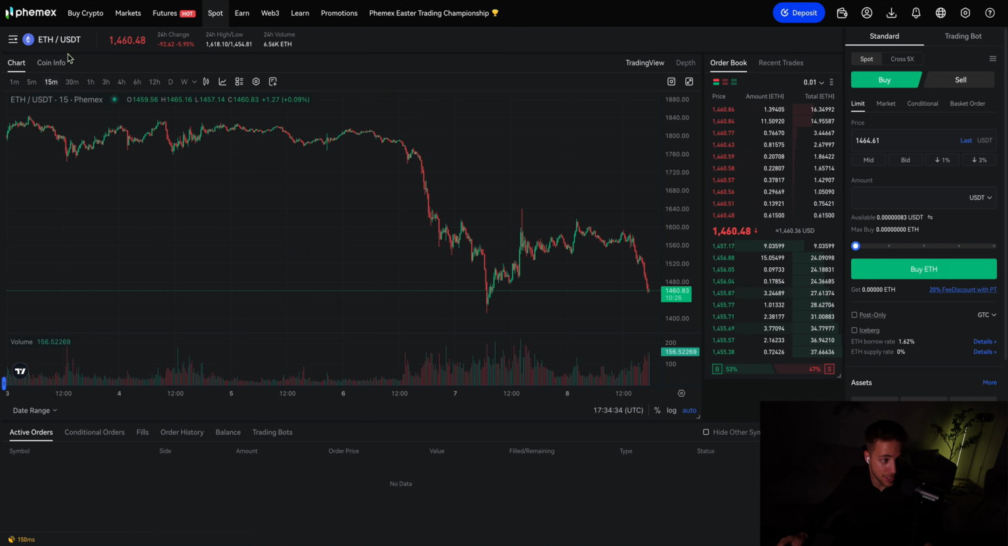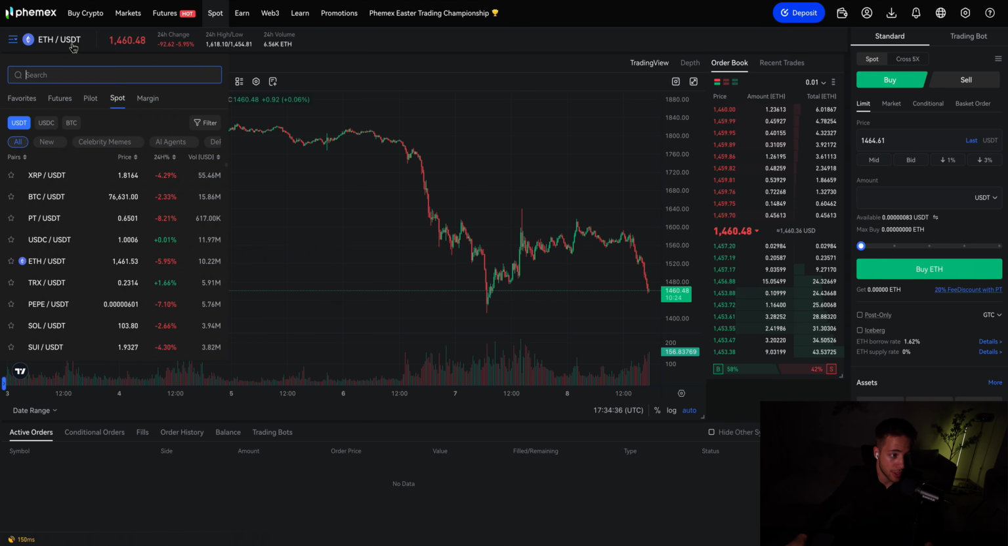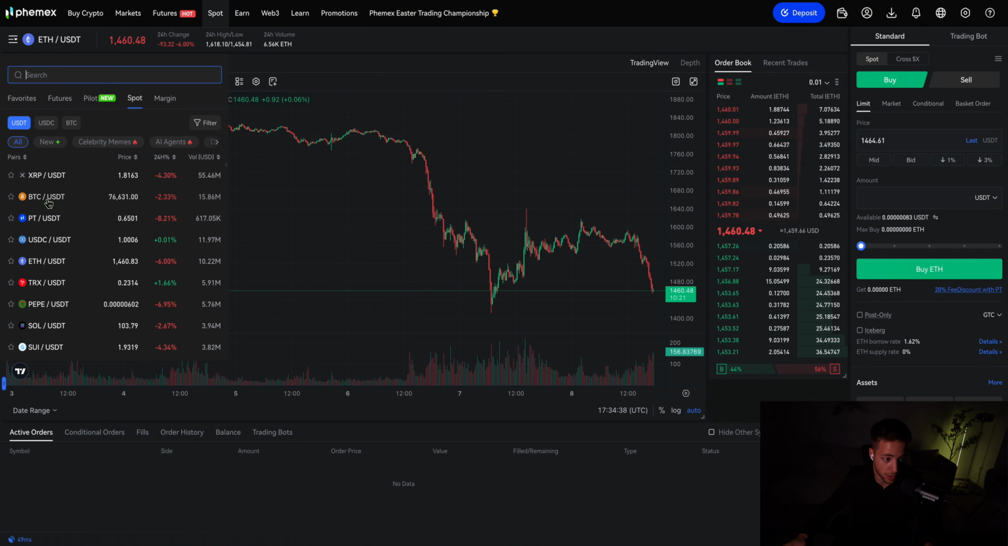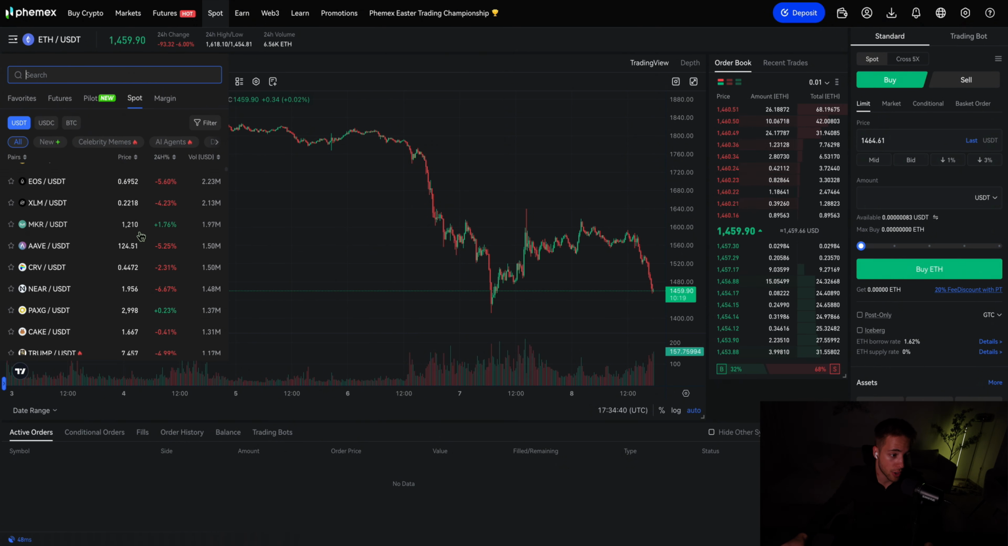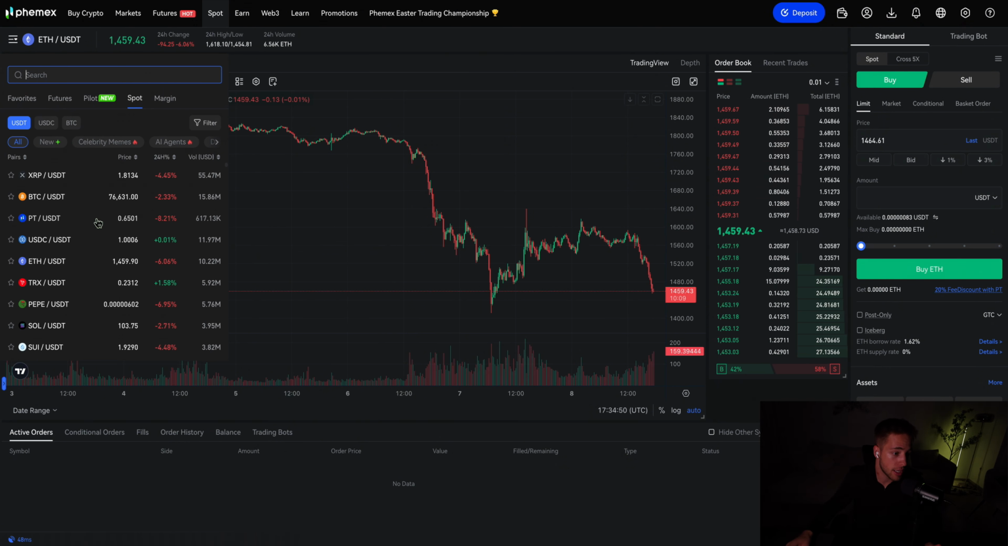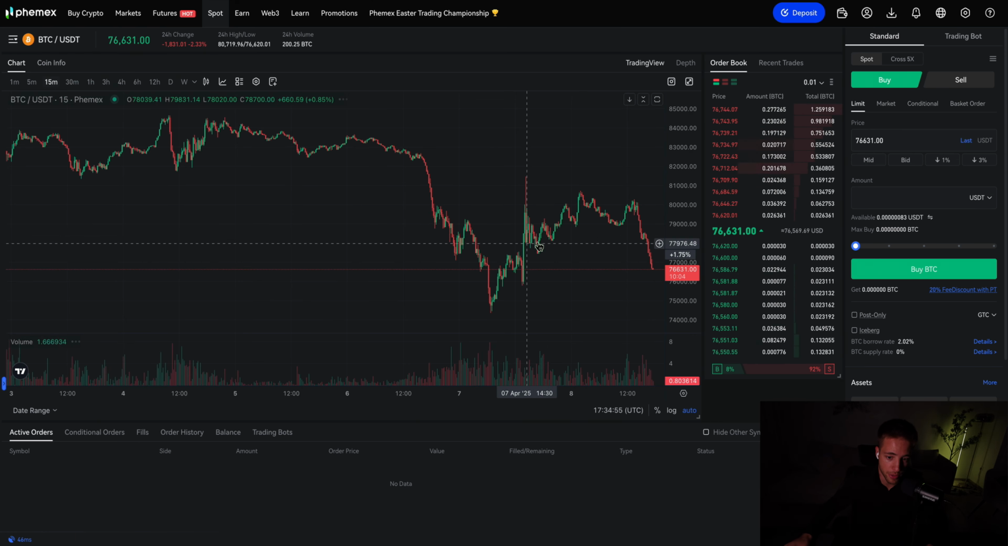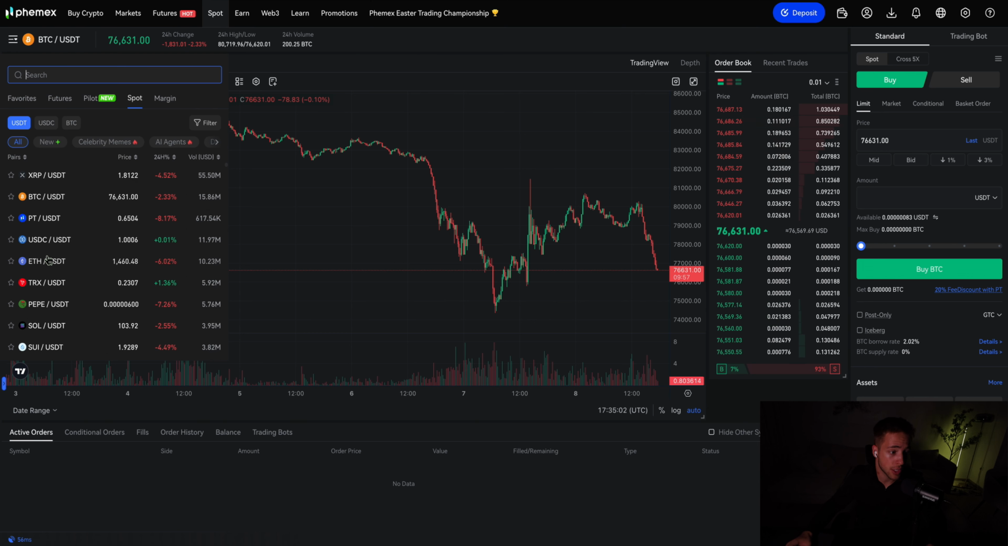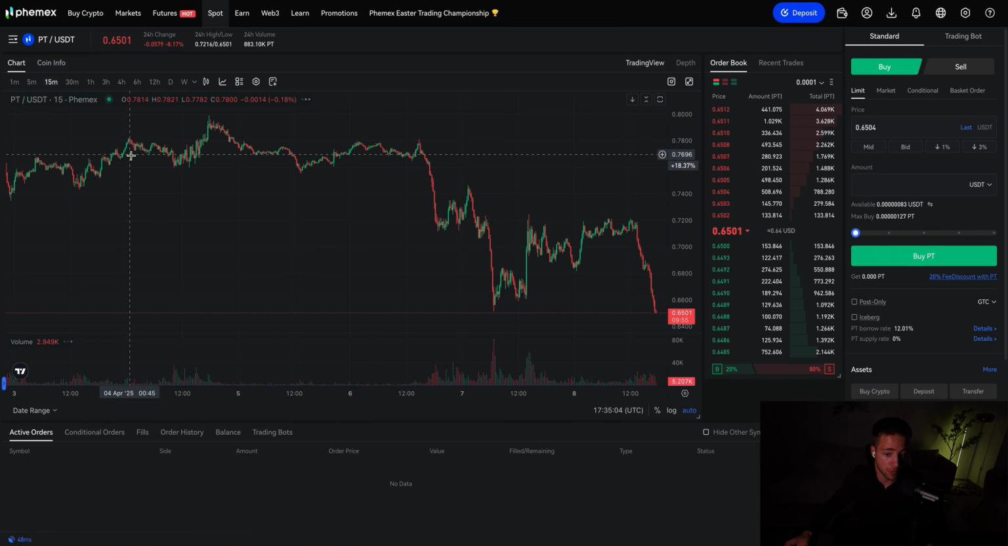As you can see, this is Ethereum against USDT, and here in this section you can change between different crypto trading pairs. Let's say most of you will be trading Bitcoin and Ethereum, so we'll check the Bitcoin chart right now. As you can see, we can see now the Bitcoin chart after selecting the trading pairs. The chart is of course changing.